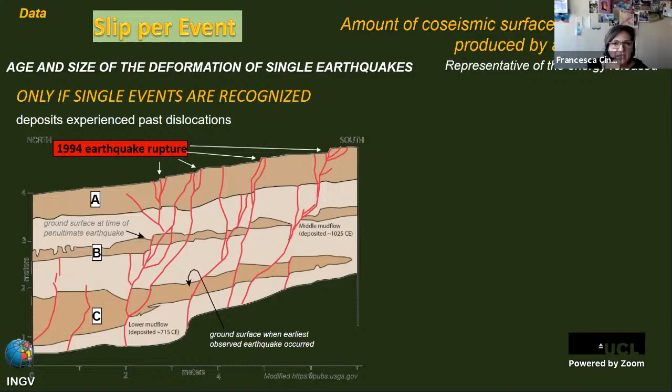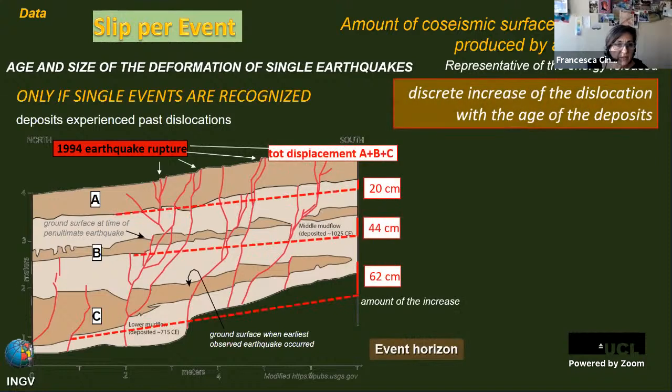Slip per event is the amount of coseismic surface displacement produced by a single event. And of course, we can estimate this parameter only if single events are recognized. And always the same log. What we observed is that the 1994 earthquake produced 20 centimeters of offset at the surface. And then, measuring the offset of the layers below, we observe a discrete increase of the dislocation with the age of the deposits.